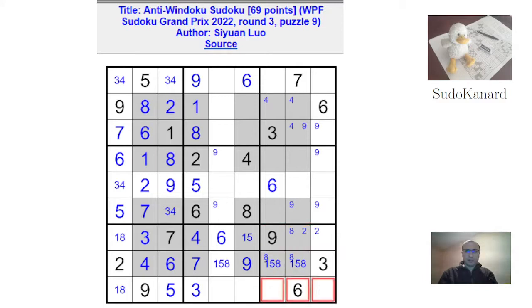We also need a 4 somewhere down there. And 7 can't be here, so 7 also has to appear down there. That's a 4, 7 pair. And these are 1, 2, and 8. But this one is not 8.